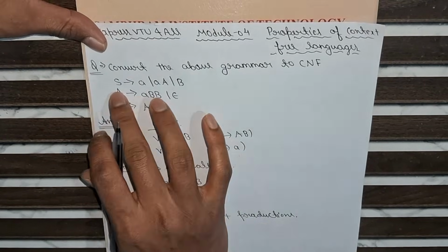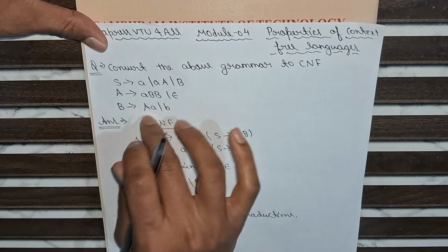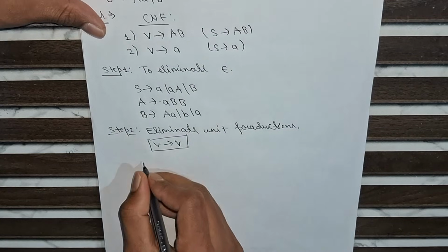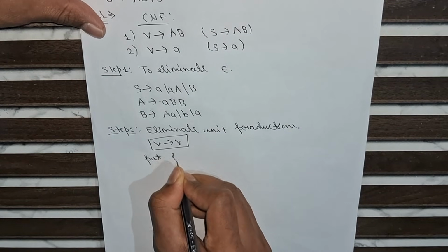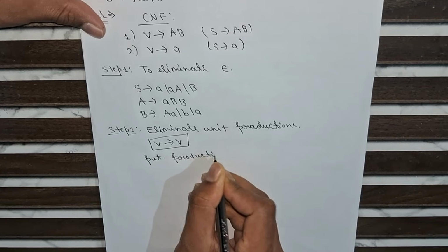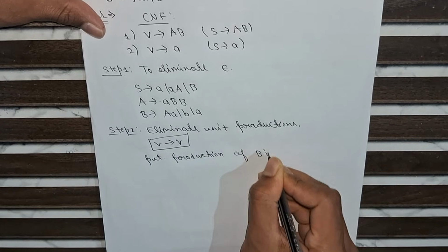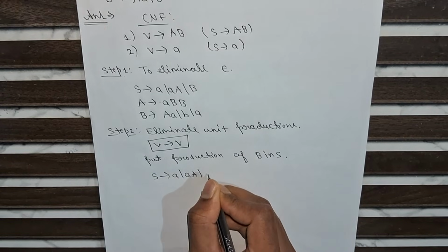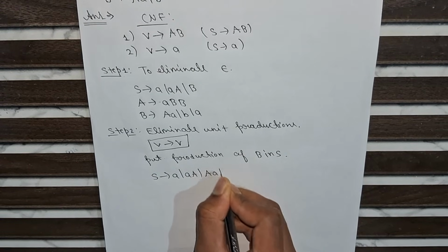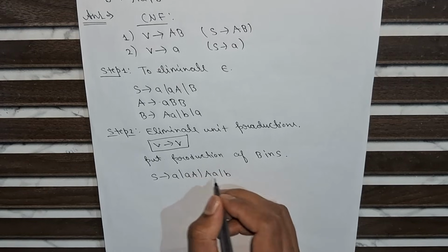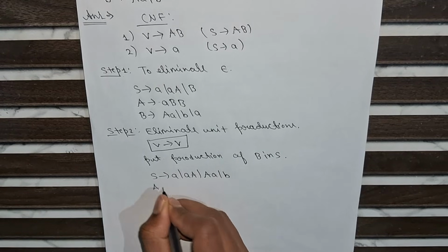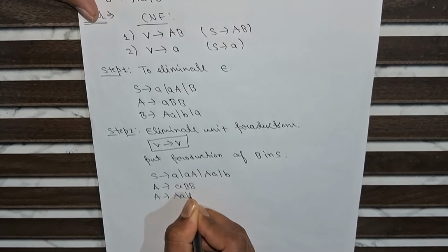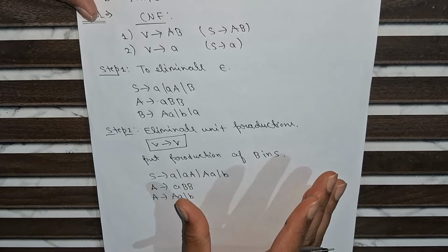How will I eliminate this S implies B? I will put the value of the whole B production in the S. So, put the production of B in S. The grammar becomes S implies A, and this will be a and B. I am putting the whole value of B in this S production, so the rest will be the same, ABB, BA and B. Now there is no unit production.